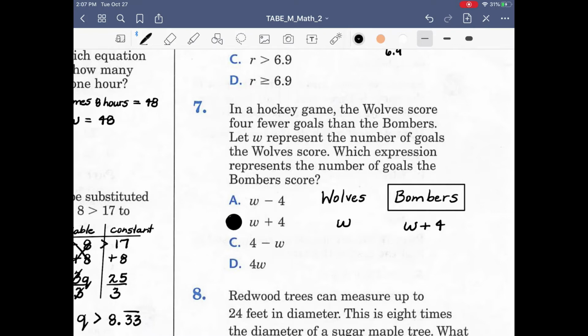I think that one's tricky. You have to really think about that. It helps me to think about the Bombers as the winner of the game.